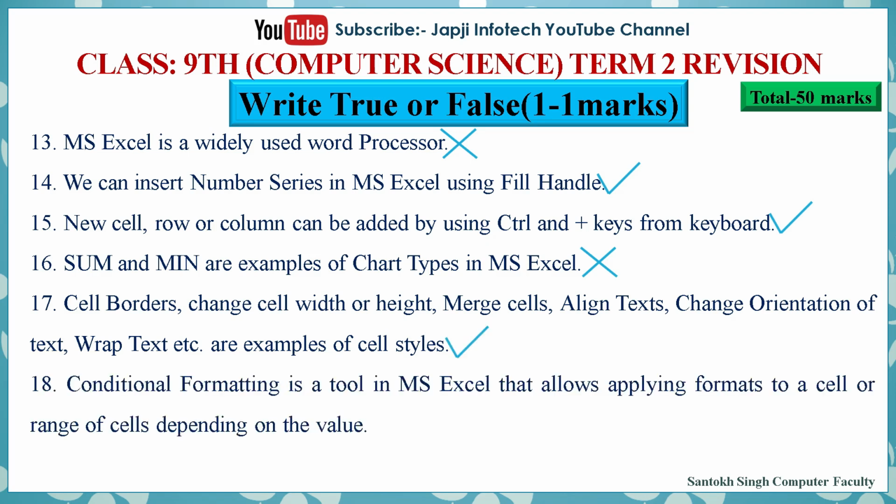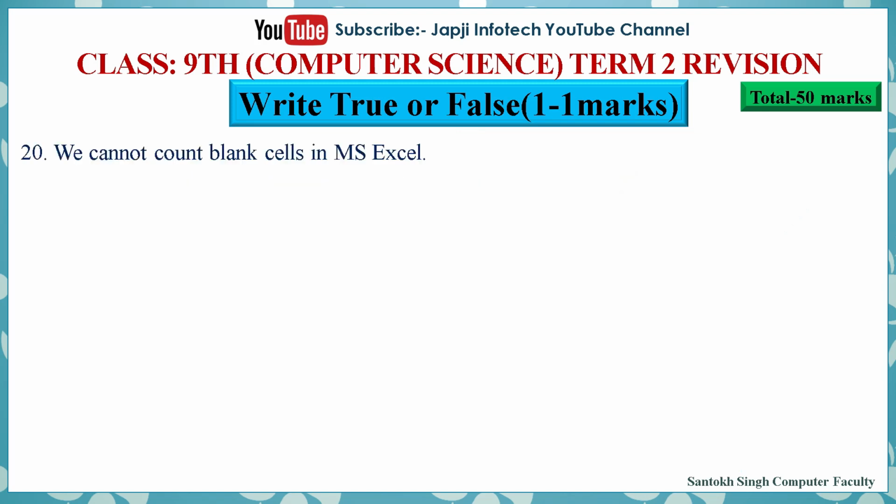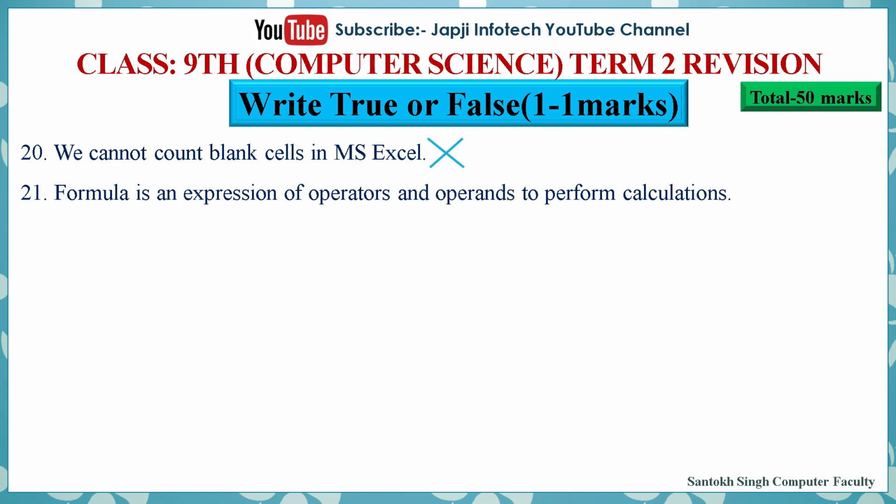Right. 18th one is conditional formatting is a tool in MS Excel that allows applying format to a cell or range of cell depending on the value. Right. 19th one is formatting option effectively represent the information from fact of data. Right. And 20th one is we cannot count blank cells in MS Excel. Wrong. 21st one is formula is an expression of operator and operand to perform calculations.